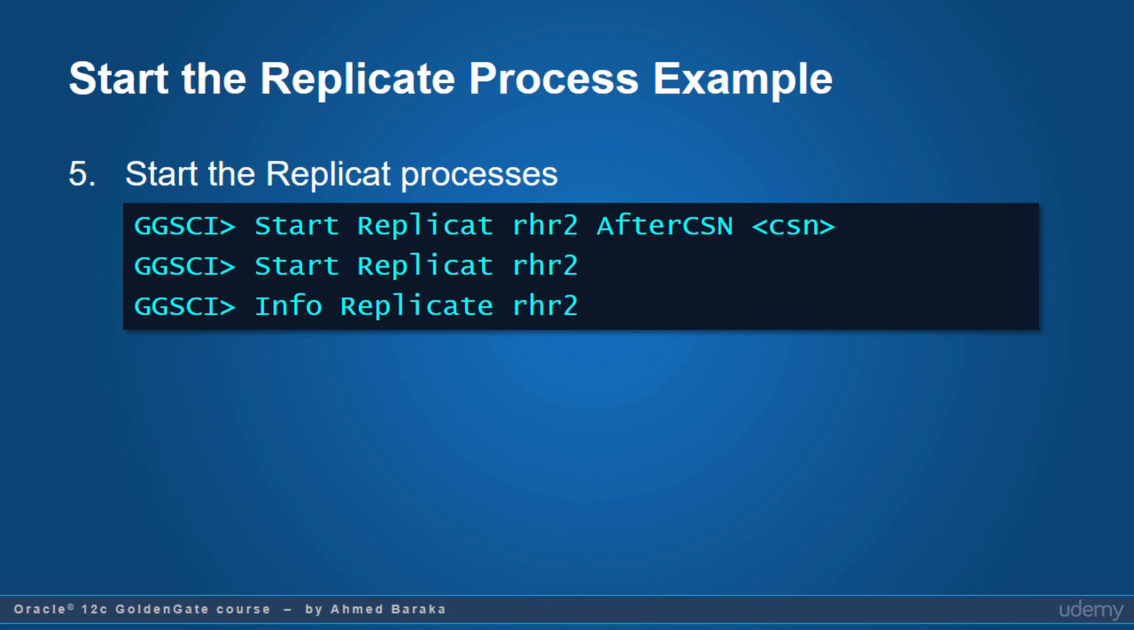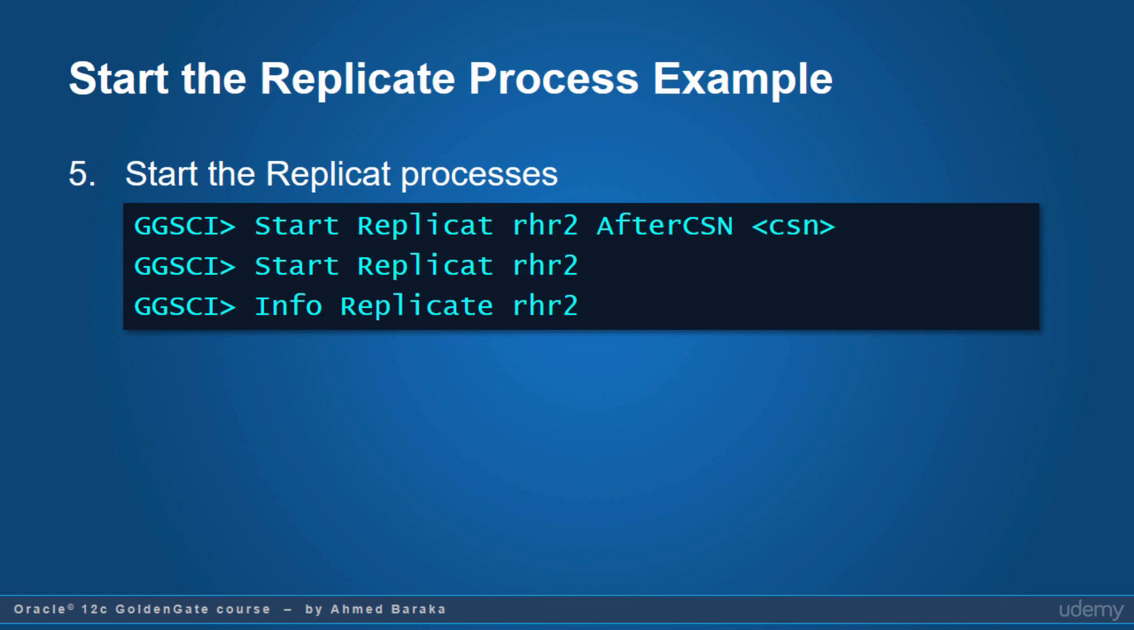In the second scenario, you don't know or you don't have the CSN number of the initial load step. You should always avoid reaching such a scenario, but if you still find yourself dealing with such a case, then you do the following. Start the replicate process without specifying the CSN number. In this case, the replicate process will start applying the transactions from the beginning of the active trail file.